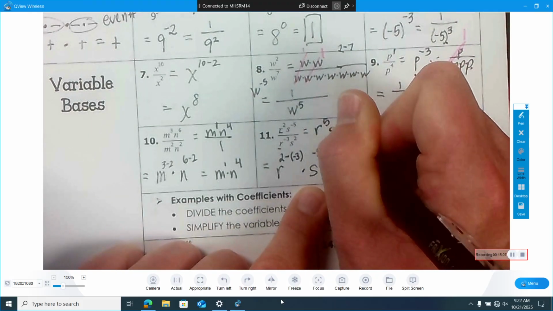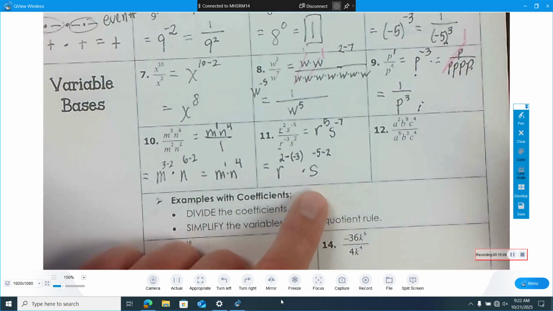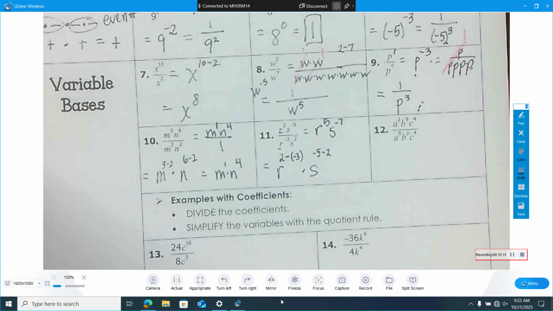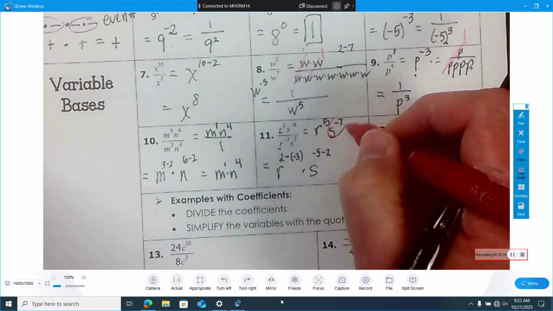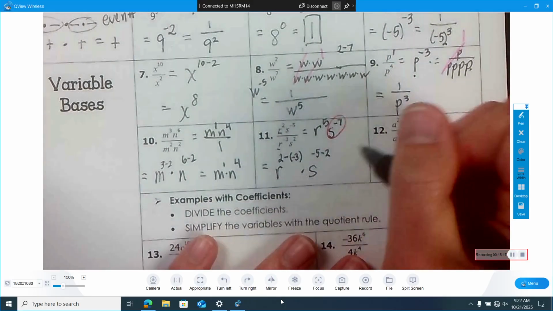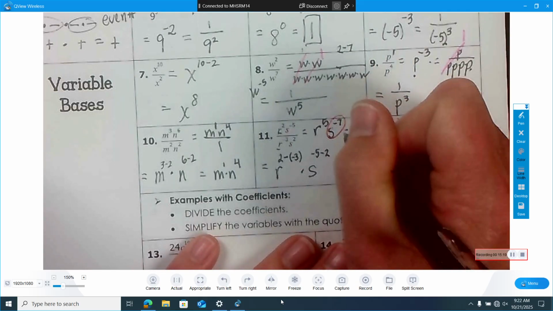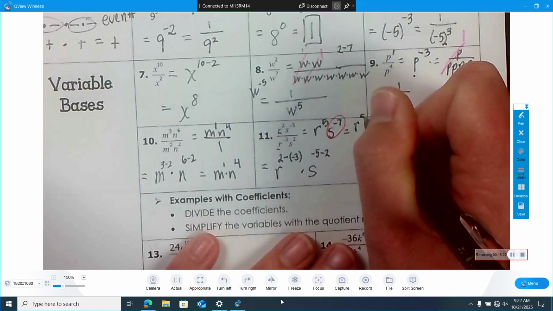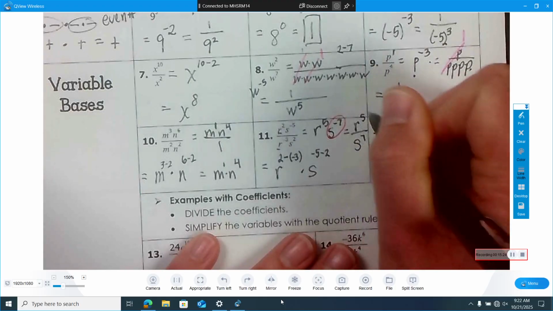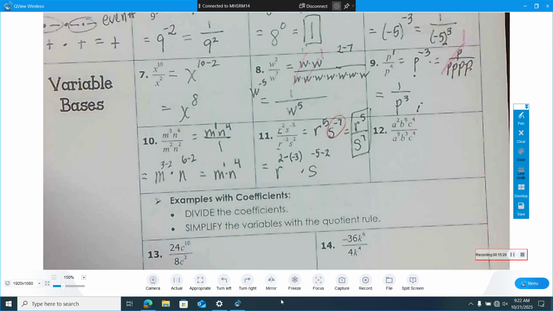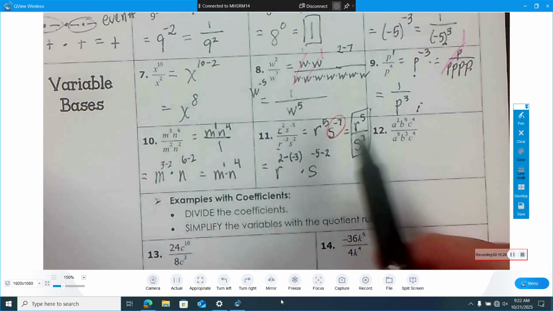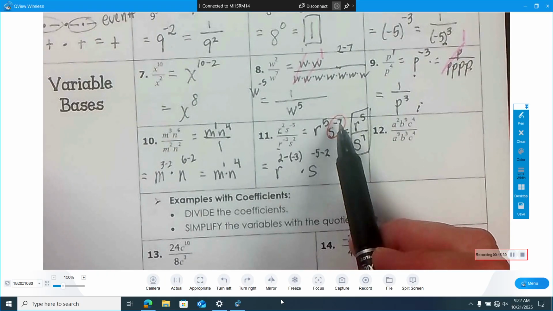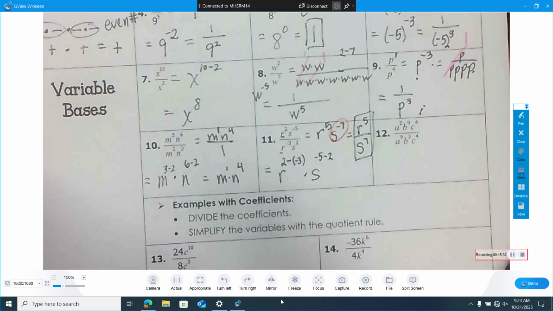So that gives us s to the negative 7. But what do we have to do with that s to the negative 7? You have to make it happy. Yes, he is unhappy in its current location. So he wants to go to a denominator. R to the 5th stays on top, and s to the 7th goes to a denominator, because he's a negative. Negative 5 minus 2 is negative 7. You okay there? All right.